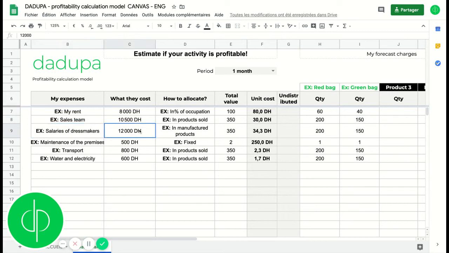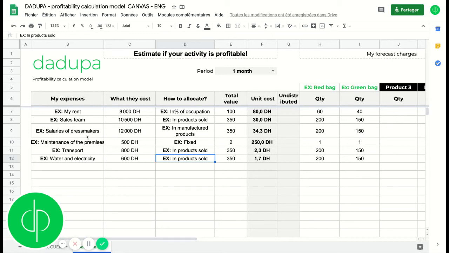Salaries of dressmakers, you do the same. Maintenance of the premises, for example, if it is a fixed charge, you will allocate it with the same value. So you count the number of your products. I have 2 now, so I put 1. The transport by product sold, water and electricity by product sold, I can allocate according to the percentage of occupation also. So it depends on the best way of allocating it.